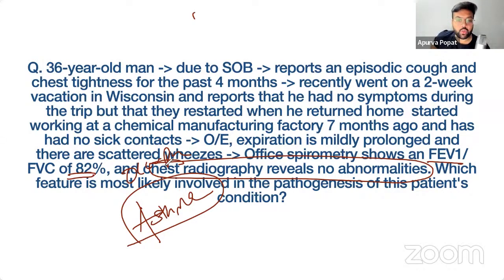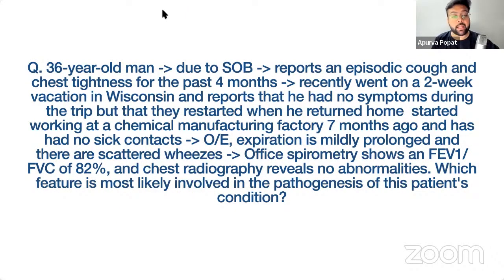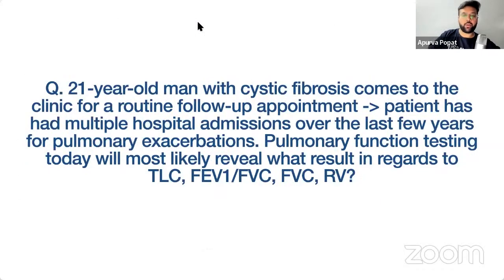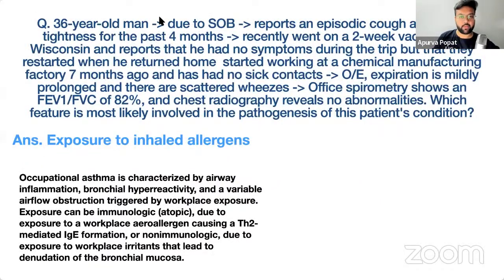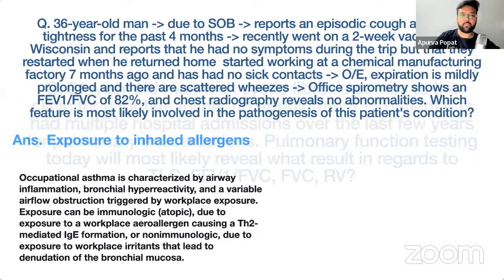Okay. So this is occupational asthma. The classic presentation is when the patient comes back to work, the patient has symptoms, and when the patient goes out for a vacation, he's okay. Very classic of occupational asthma. Probably there are some allergens which he is allergic to at work. So this is classically occupational asthma. Extrinsic asthma. All right.